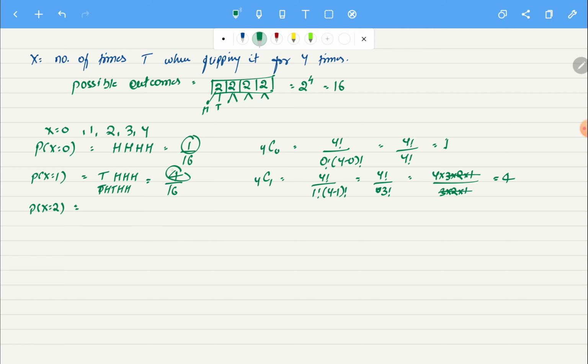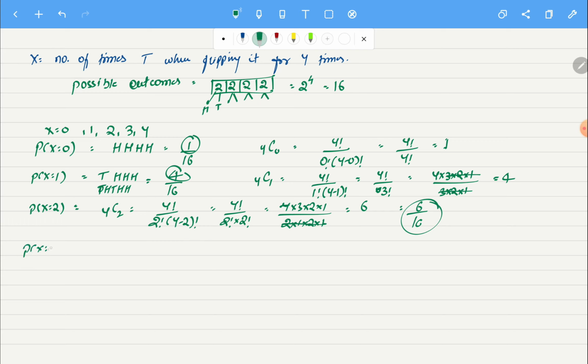Now that I have proved the point that we can use this particular formula to calculate this numerator, I'm going to directly use the formula. So we have 4C2: 4 factorial divided by 2 factorial, 4 minus 2 whole factorial, 4 factorial divided by 2 factorial into 2 factorial. So this is nothing but 4, 3, 2, 1, 2 into 1, 2 into 1. So 2, 2, this is nothing but 4. We will cancel out this and we will be left with 6. So now we can write it as 6 by 16.